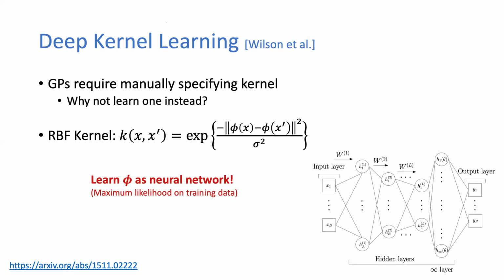And rather than handcrafting phi, let's just learn phi as a neural network. In other words, phi is the output of the final layer of the neural network. If you have a bunch of data, you can fit a Gaussian process prior with this phi to data by maximizing likelihood. The details are in the link below.